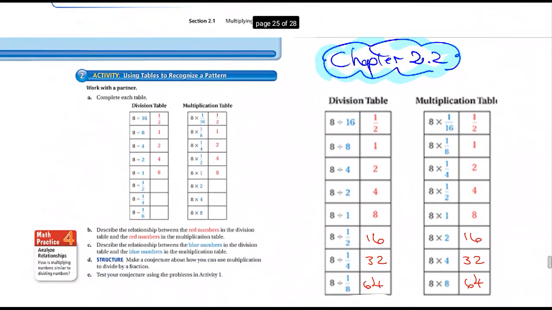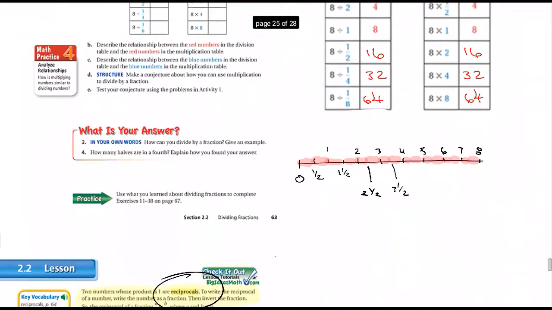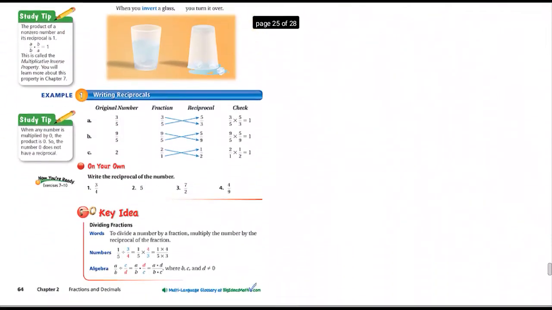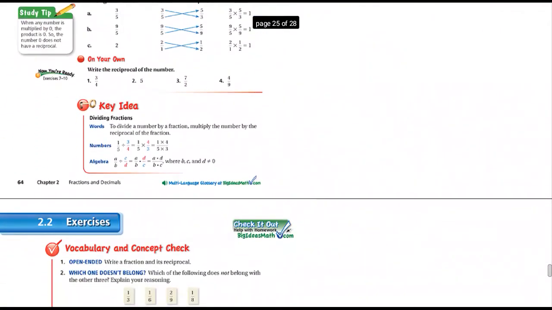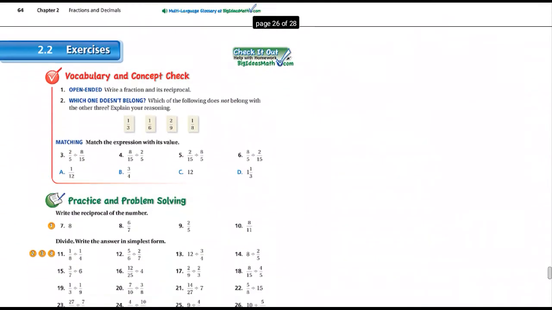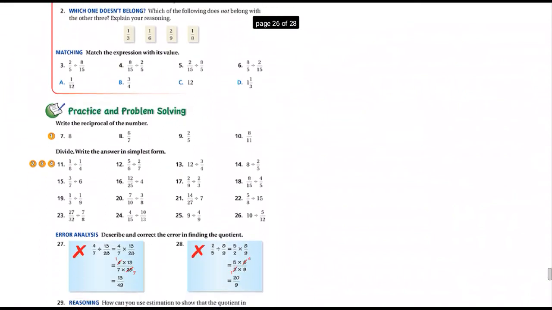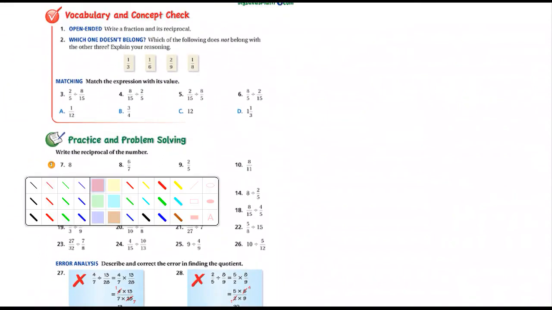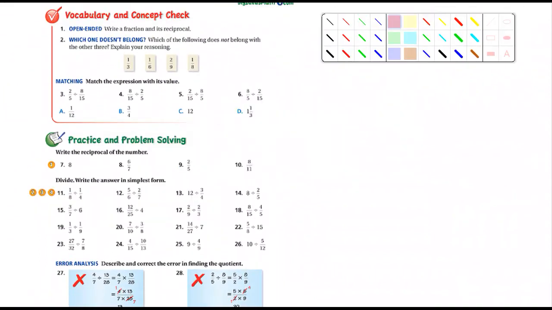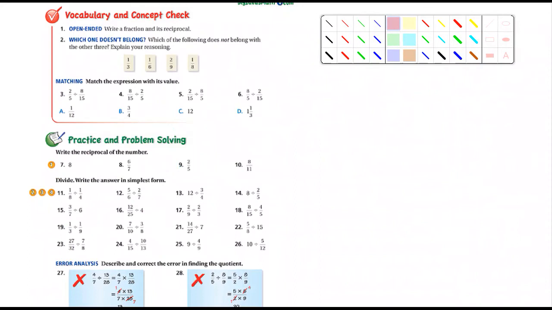We've talked about reciprocals. We went over those tables there. Showed you how you divide fractions, keep, change, flip. So now I'm dropping down to the 2.2 exercises. Let's look at that really quick here. And I'll do some of these and I'll show you what I want you guys to do. In fact, I'll just highlight those right now.